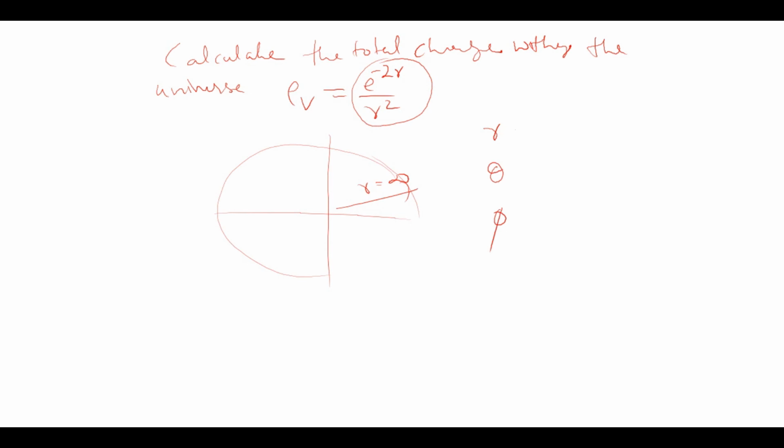So r, it is the entire r, so it starts from 0 to infinity. Theta, the complete theta, that is starting from 0 to pi, and phi is the complete phi, that is starting from 0 to 2 pi. So we know the limits for all the variables. Now we have to integrate and find. So the function rho v is equal to e raised to minus 2r divided by r square.